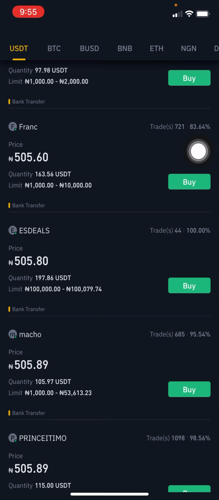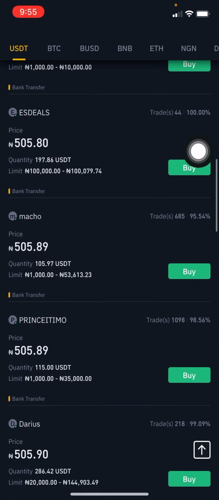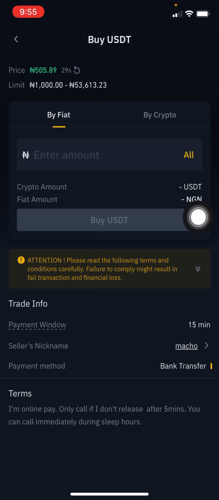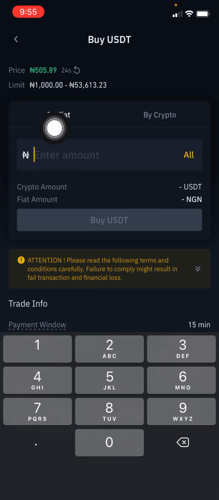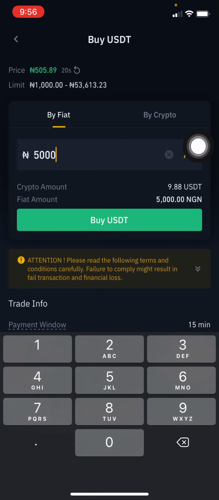But let's keep going up. Okay. Now this person has traded 685 times and the person's rate is 95.54%. So I'm going with this person. Let me buy from this person. Now click on buy. And from here you can enter by fiat. That if you want to enter the money in Naira, you put Naira. Are you seeing that?